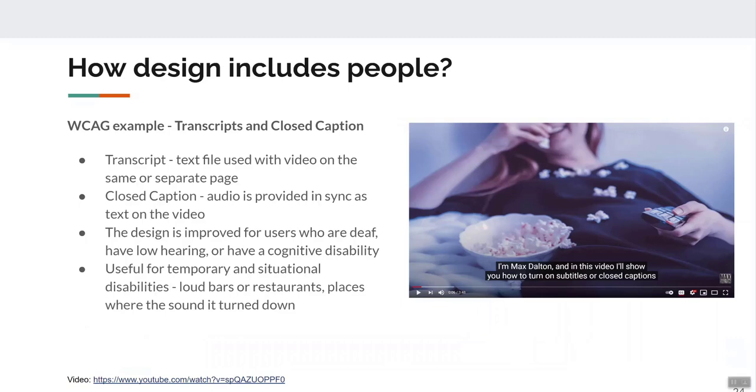This design is improved for people who are deaf, have low hearing, or have a cognitive disability. But for those with temporary situational disabilities, you might be in a loud bar or restaurant and not be able to hear the TV. So the closed captions allow you to read what is being said on the TV. Or in some places, the sound is turned down, so you're not able to hear it.